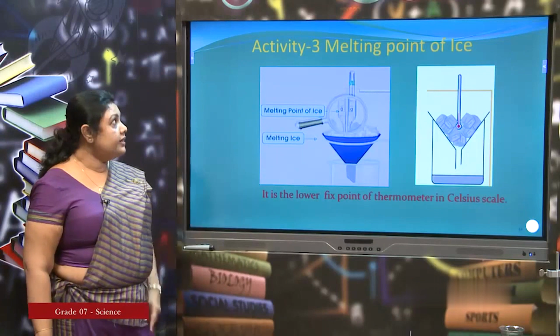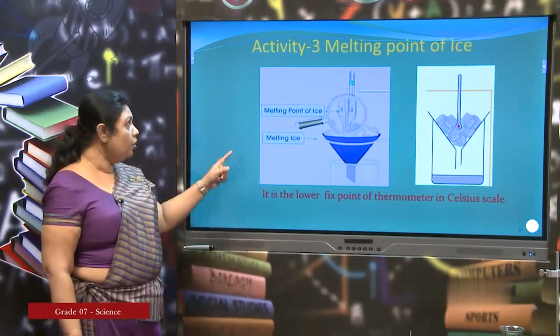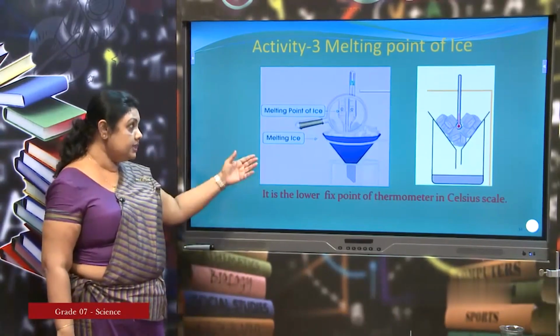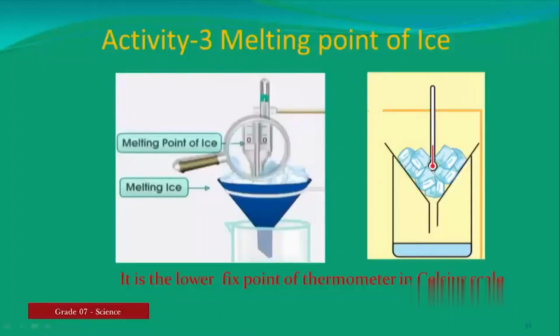This experiment shows how we are going to find the melting point of ice. Very easy. This is the setup. You fix a thermometer, then you can find out the melting point of ice when the ice is getting melted, from the temperature you read on the thermometer.